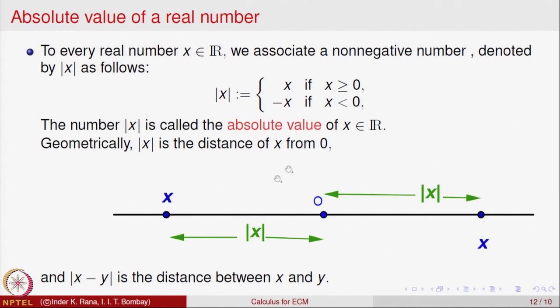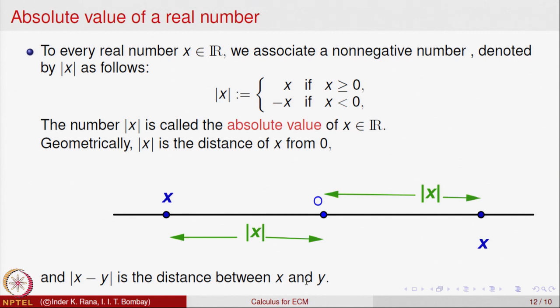And using this, one can easily define the distance between 2 points x and y. It is nothing but the absolute value of the number x minus y. That gives us the notion of distance between x and y. So, we define the distance between two real numbers x and y.